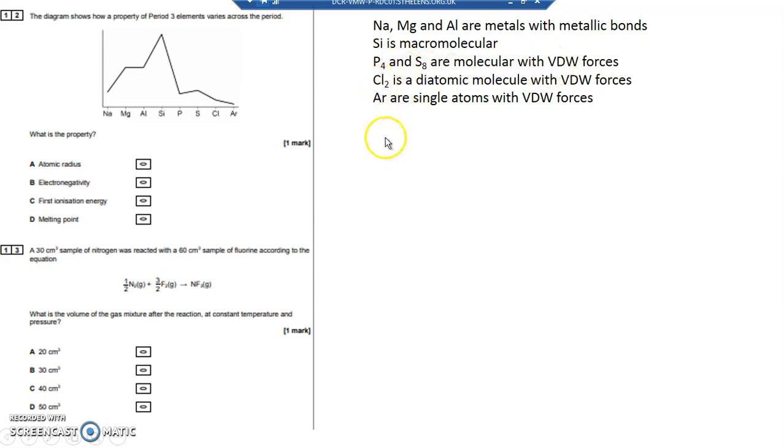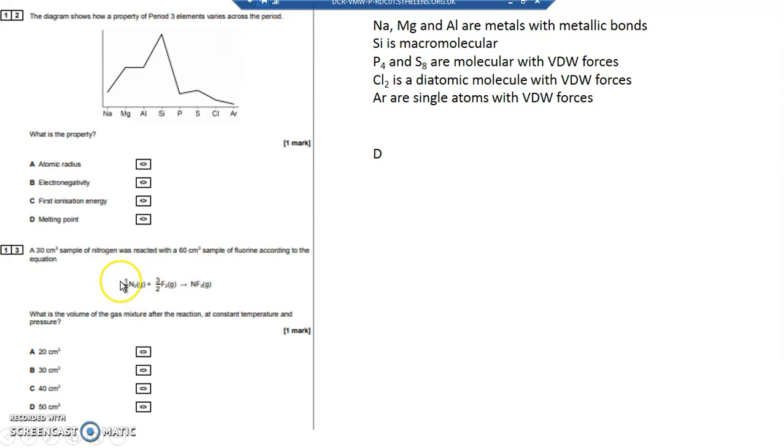Cl2 is just Cl and Cl bonded together with a covalent bond. And so there are van der Waals forces between these very small molecules, and they are single atoms. They have got full outer shells, so they don't bond even to each other. So they just have van der Waals forces between them. So that's why it comes down slightly. Your answer is D.